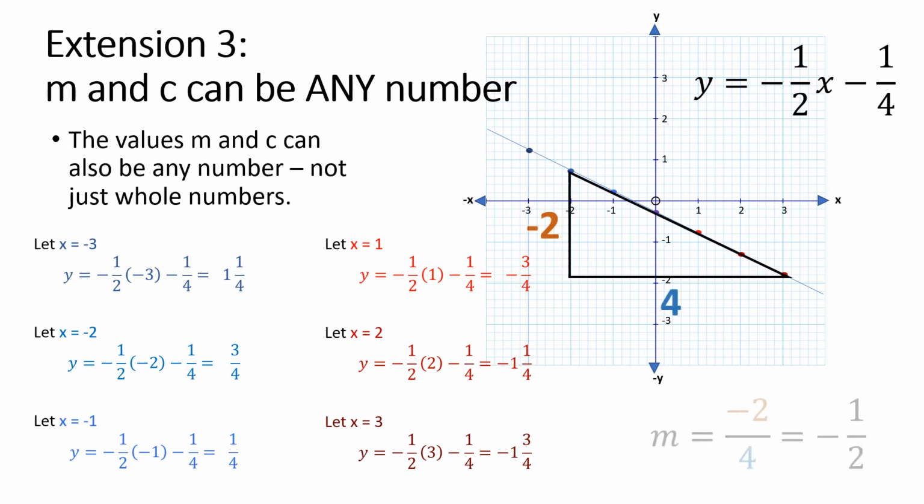And on top of that, you can still work out the gradient in exactly the same way. Here, if we go along the x-axis by 4, then we go down in the y-axis by 2. So that's minus 2 divided by 4, which gives us the gradient of minus 1/2. And once again, I've chosen fairly simple values like halves and quarters here, simply so that you can see this working. But any value at all that you put into the gradient or the y-intercept will give you a completely new straight line.